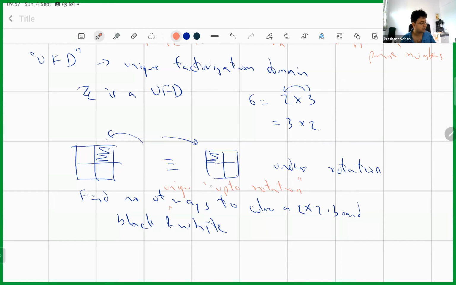When I say unique up to rotation, it means that a rotation of the same board is considered identical. So you don't count these two as separate, you consider them the same. And you can think of cases like up to rotation, up to reflection, etc. You can come up with a number of such conditions under which two objects are considered identical or distinct. So that is the significance of this notation.